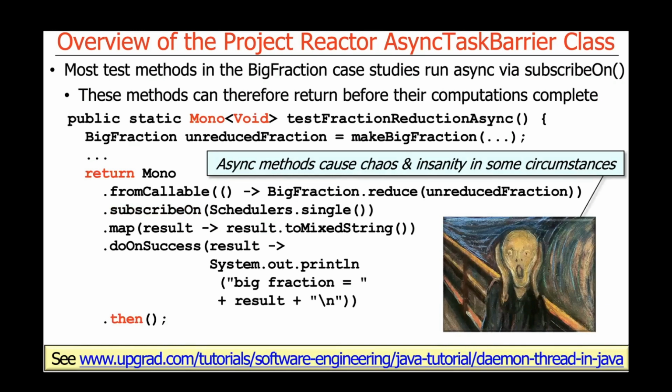And these asynchronous methods, if we don't handle them properly, can cause chaos and insanity if the main thread of control exits and all that's left are a bunch of background threads, which are so-called daemon threads. Because if a main thread exits and there are no more user threads left, it will automatically kill off all the daemon threads, which would be completely antithetical to what we're trying to achieve here with our test cases, because we want to run a bunch of things in the background.